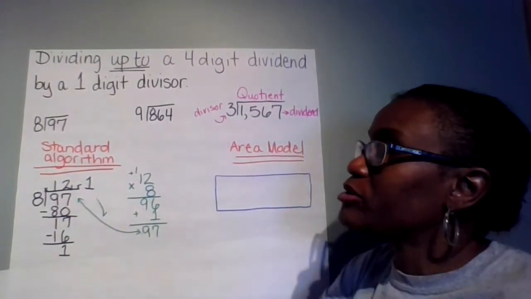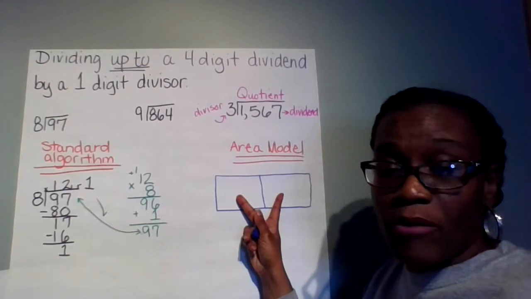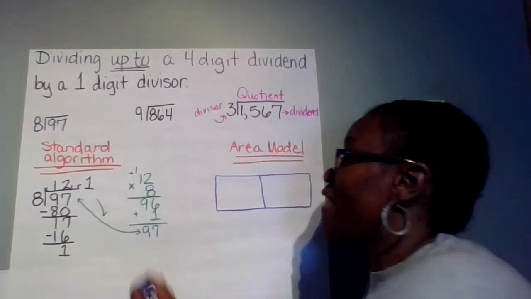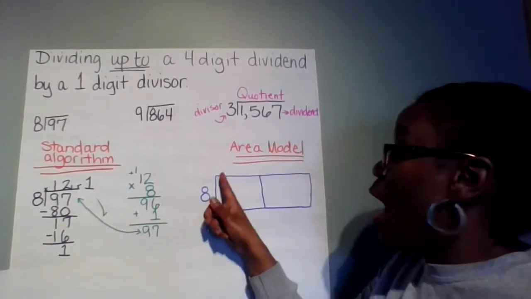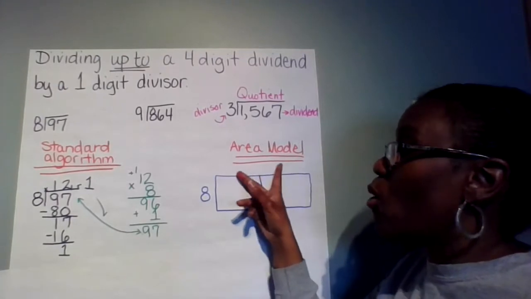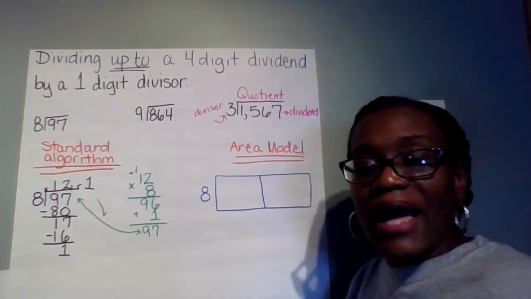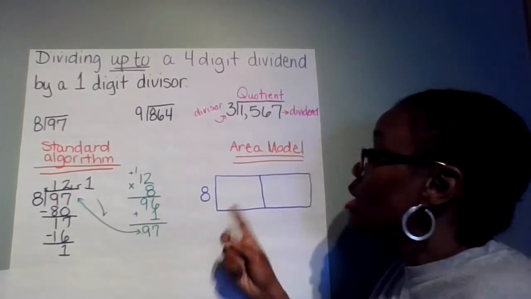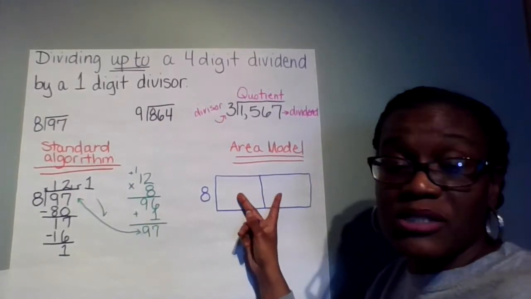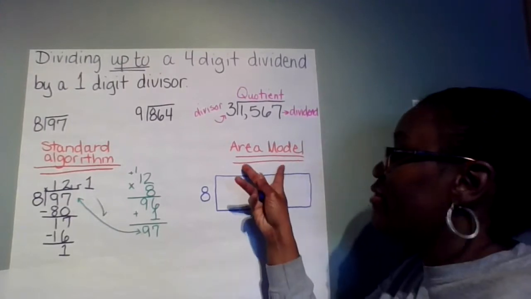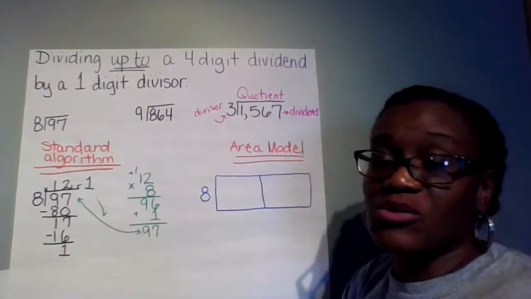And so how many numbers are in my dividend? 2. So I'm going to make sure that my rectangle has 2 boxes and my divisor goes right outside the door. Now, if we were multiplying, our number 97 would go across the top, and we will put our answer in the box. But since we are dividing, we're going to do it in the opposite way. So our number is going to go on the inside, our dividend, once we split it up using place value, and then our answer or quotient is going to go on the top, just like it does with the standard algorithm.